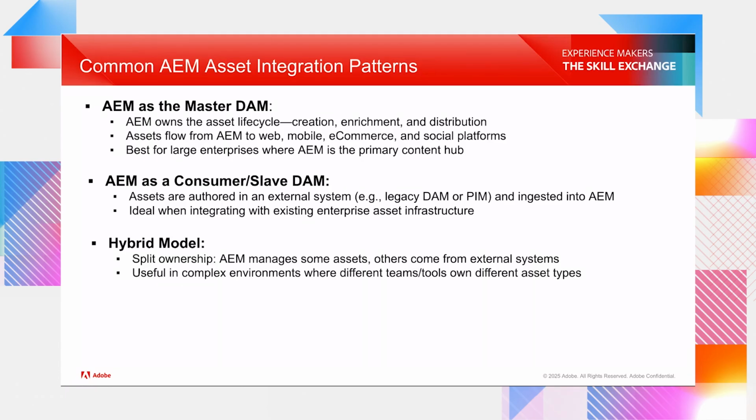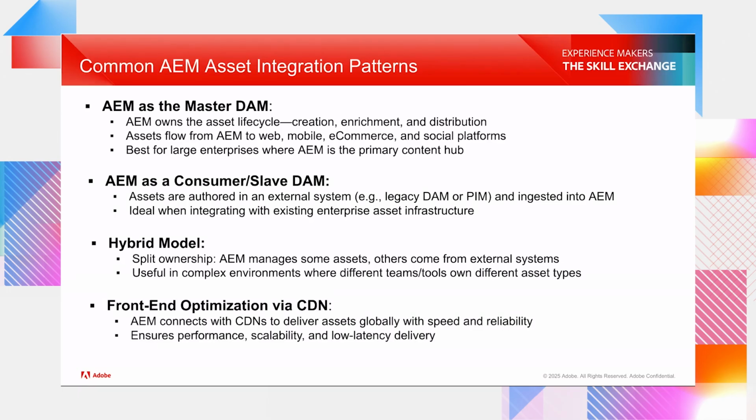Another important model which is used in most of the projects is the hybrid model, where some of the assets are managed by AEM and some are managed by external systems. And one more is optimization by CDN, which is very helpful. If it is Dynamic Media, Dynamic Media already takes care of rendering those assets. Else we can use a CDN like Akamai or Cloudflare to make sure that the assets are served to users at very fast speed. For example, if a user from India requests the assets and the server is in the US, then an edge server near India should serve that content.